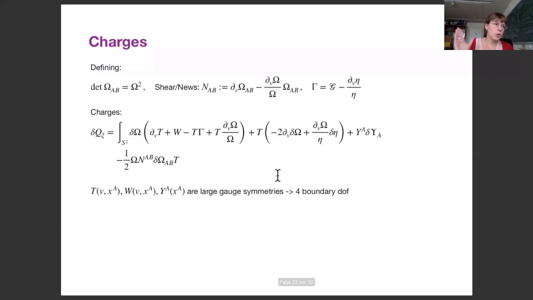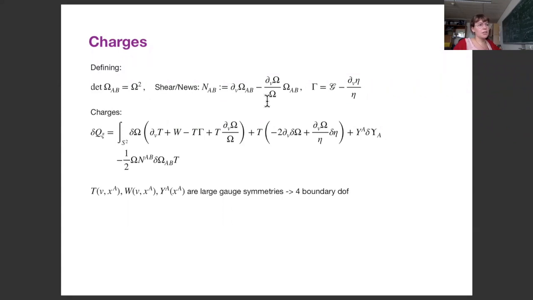Once again, we compute the charge, and that is where the fun starts. So I'm defining the determinant of my boundary metric, so of my angular part of the metric, to be omega squared. And I introduce this N_AB that I will call the shear tensor, or the news one. And it is traceless, and it's given by that.